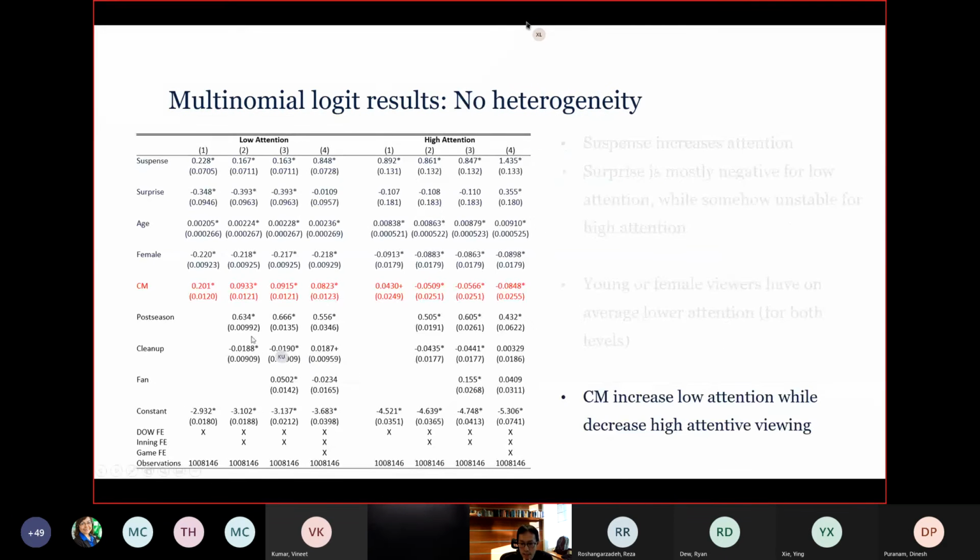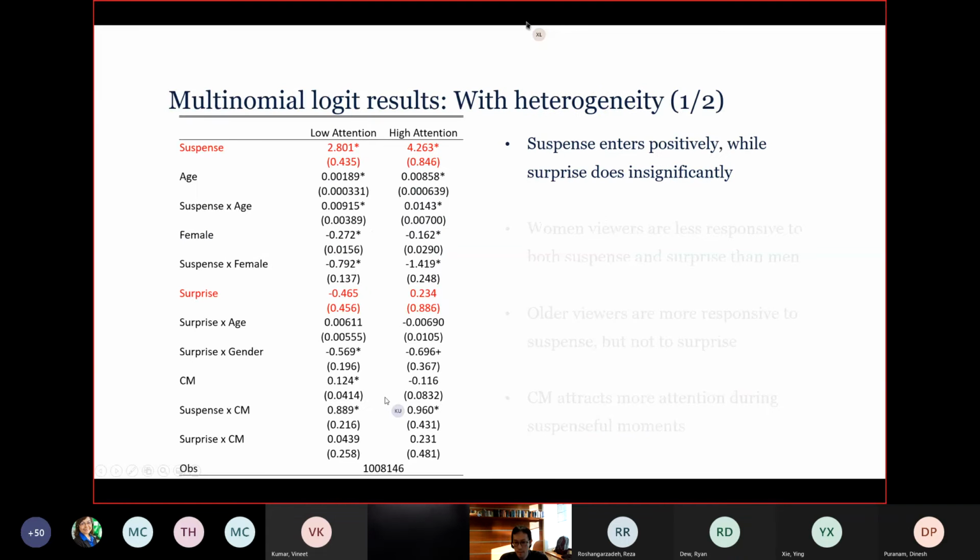Yeah, so in terms of postseason and cleanup: postseason is positive for both levels of attention. Cleanup, I don't know how to interpret those coefficients, but it's mostly negative and statistically significant. Okay, so that's the model without interaction, and now we're going to talk about the model with interactions to show some interesting interaction effects. Again, suspense enters positively, but surprise is not statistically significant.